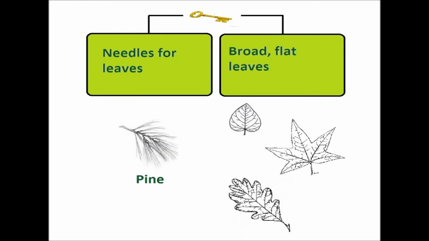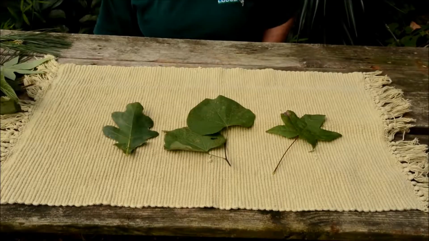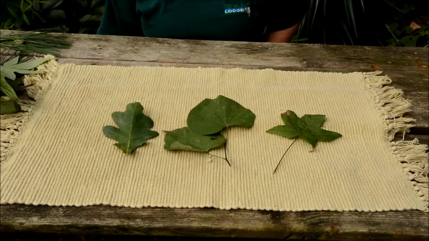Now you can see a drawing of what we just did. We divided the leaves into 2 groups, needles and broadleaves. Okay, now we're down to 3. We've taken out the needle leaf tree and we're down to 3 broadleaves. And as we look at these, how can we tell these apart? They all look pretty different.